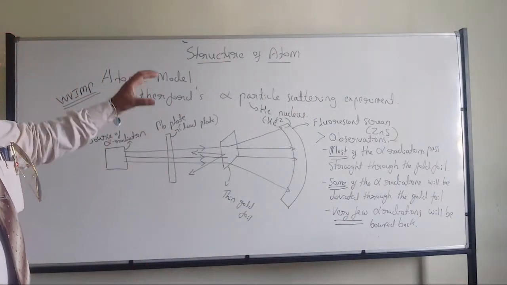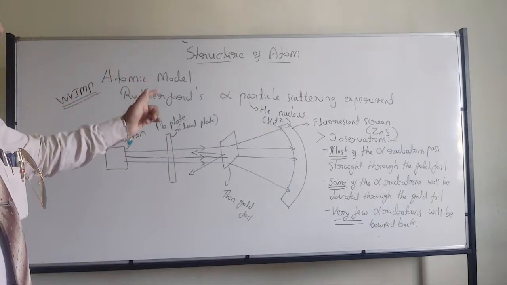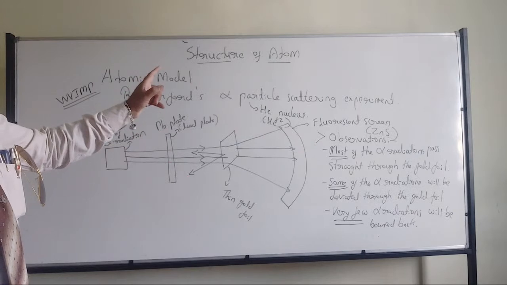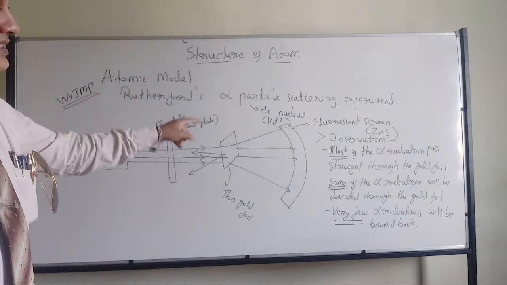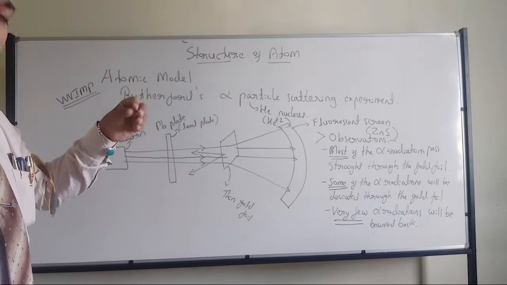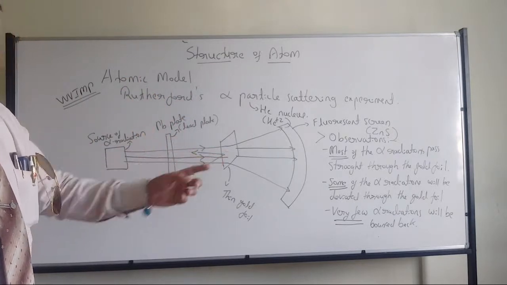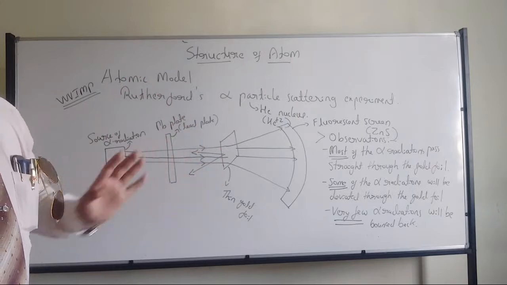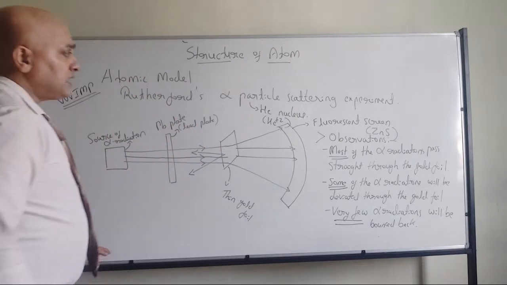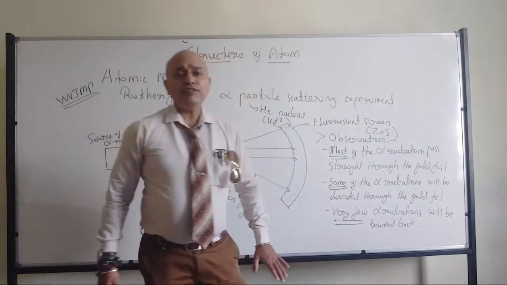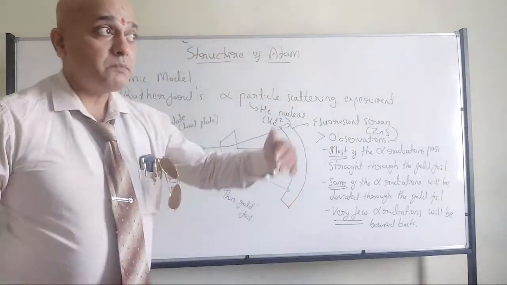So that's where I can use most, some and very few. Most means maximum. Some means in the sense some amount, a few amount. Very few means very, very low amount. Right? So what I mean to tell here is that a very, very small amount of radiation only will be bounced back.